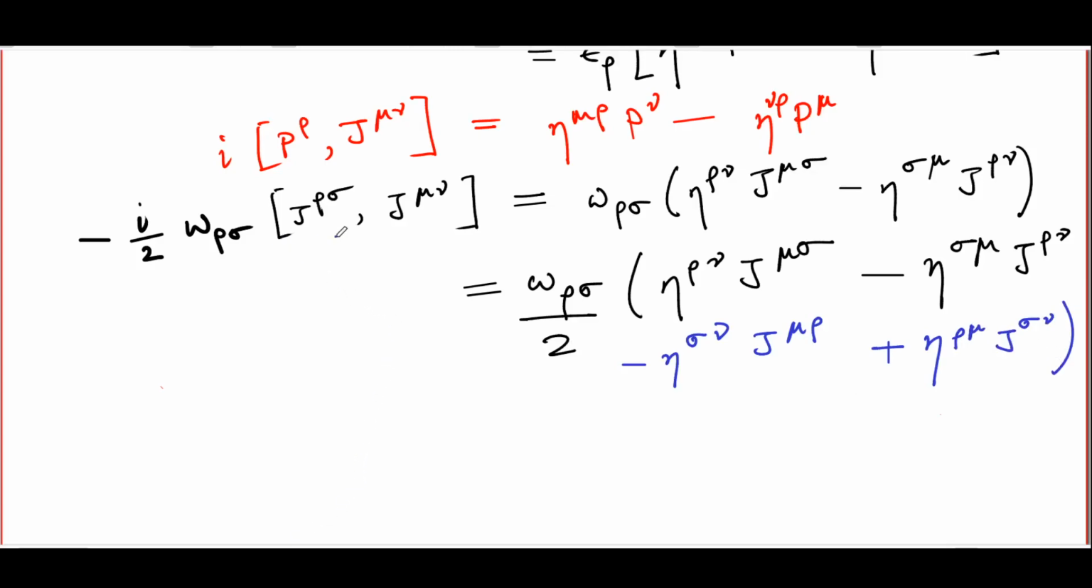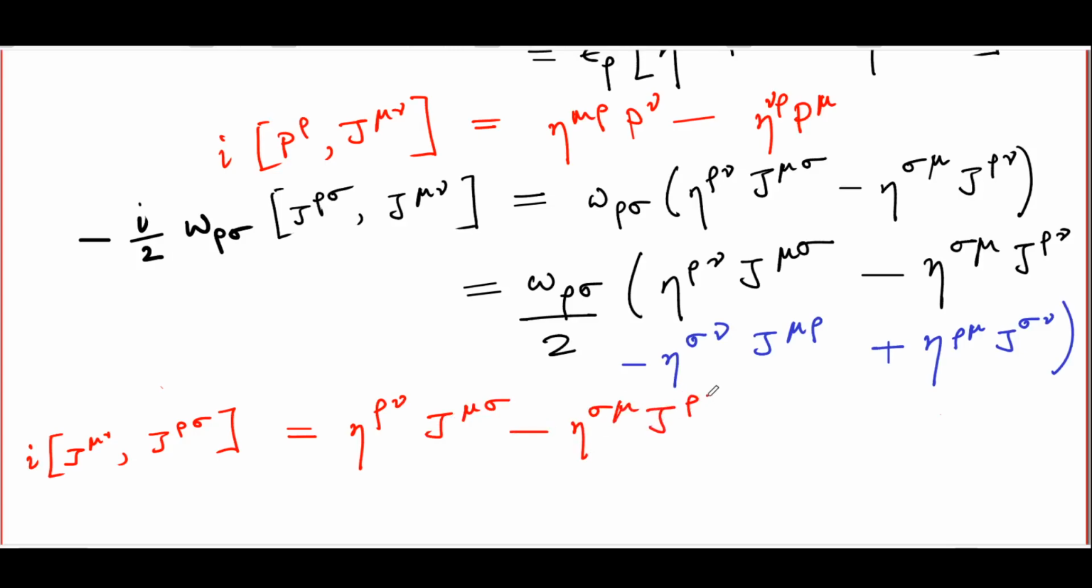Now we are in a position to compare the coefficients on both sides because we have antisymmetrized the coefficient on both sides. And after cancelling out the factor of 2, which is there on both sides, and changing the sign on the left by interchanging the two terms in the commutator, we end up with the following. I times j mu nu, comma j rho sigma equals eta rho nu j mu sigma minus eta sigma mu j rho nu minus eta sigma nu j mu rho plus eta rho mu j sigma nu.